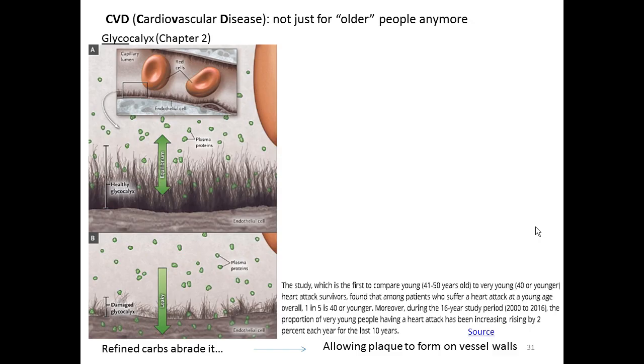So I actually put an article up there so you can read it, and then they have references if you want to do more reading on this. But you can see here, the real scary part is you might think, oh, compared to young 41 to 50-year-olds to very young, 40 or younger, oh, 1 in 5, that's not so bad. But here's the real scary part. The proportion of very young people having a heart attack has been increasing, rising by 2% each year over the last 10 years. This is crazy.